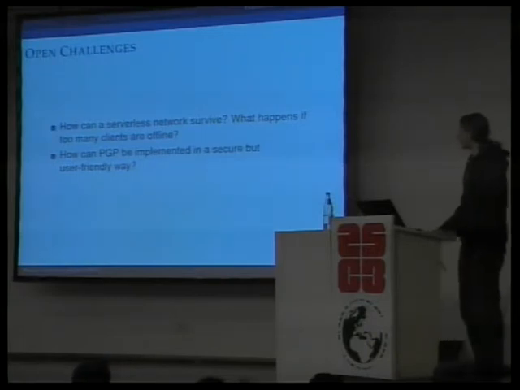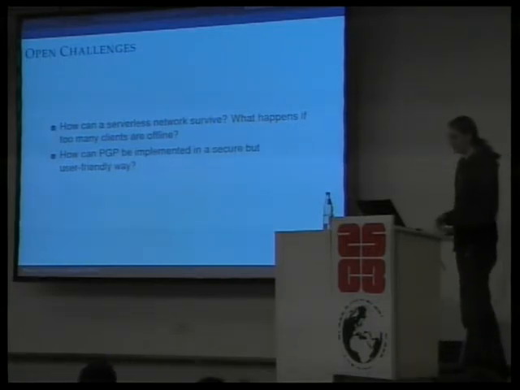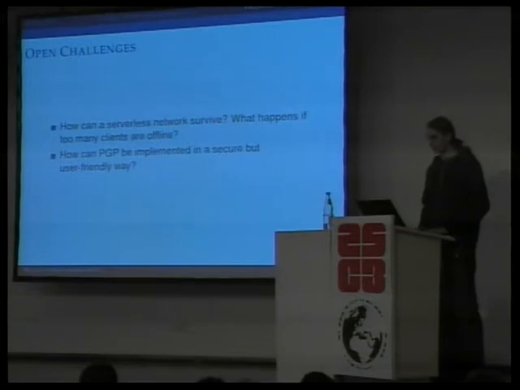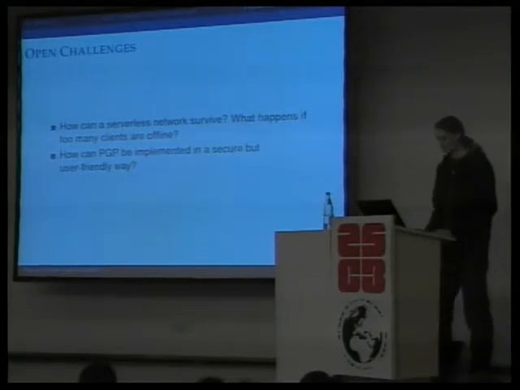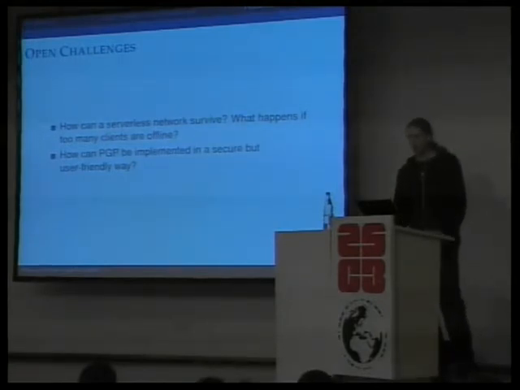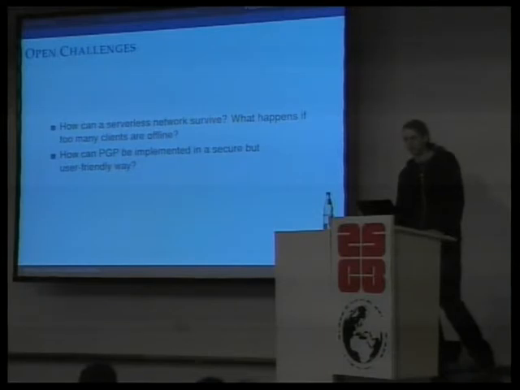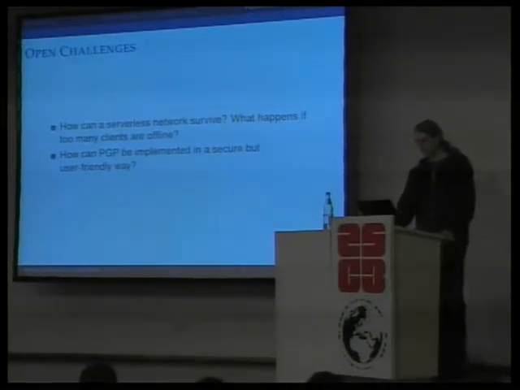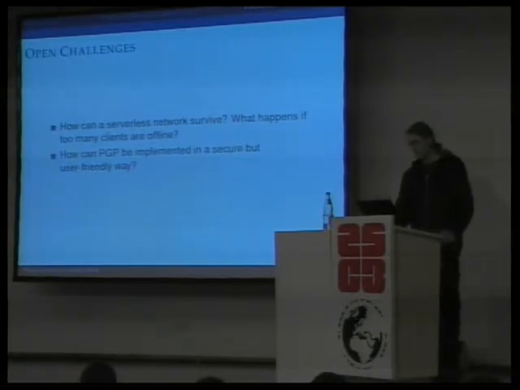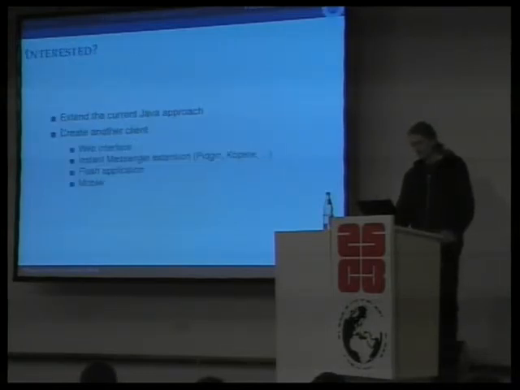So, to come to my open challenges: how can a serverless network survive? What happens if all contacts go offline? What do we do then? It's a bit difficult. We can do some caching strategies, but it's not easy to implement. It's ongoing work. And as I said, how can PGP be implemented in a secure but user-friendly way? That's really my main concern about all the stuff.